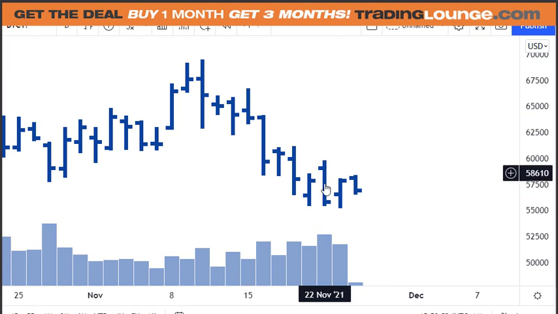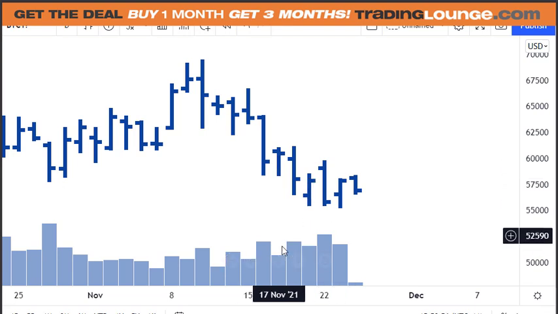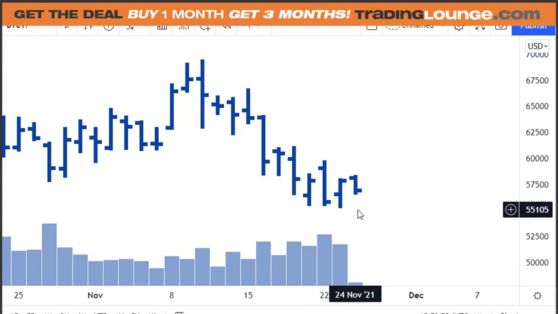So all of this here is telling me that there's more pressure to the downside, because we're seeing increased volume on the down bars and lighter volume on the up bars. So it's telling me that the pressure is there for the downside. Anyway, I just thought I would chuck that in there.